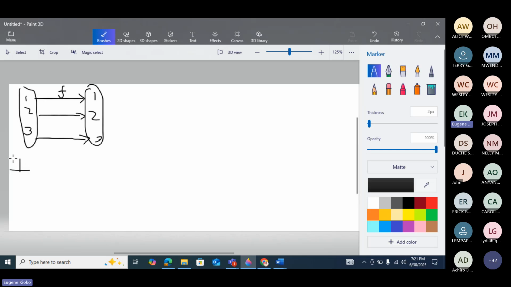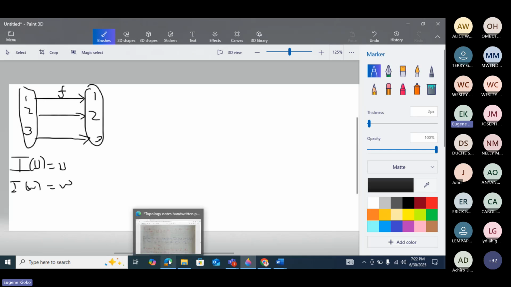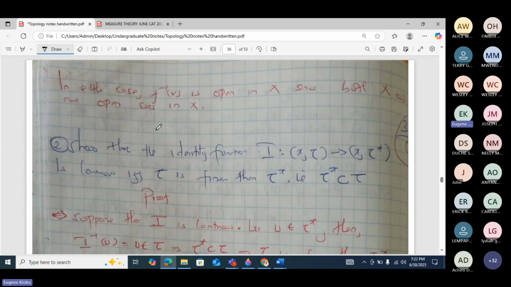This way, an identity means it maps U to U. It maps W to W. Therefore, it means the inverse of 2 is 2, inverse of 3 is 3, inverse of W is W. Then you are told, show that the identity function mapping X to X is continuous. The keyword is continuous, if and only if tau is finer than tau star. That is, tau star is in tau.